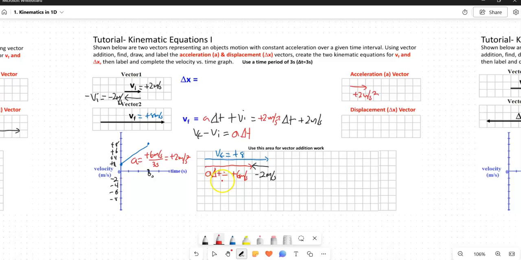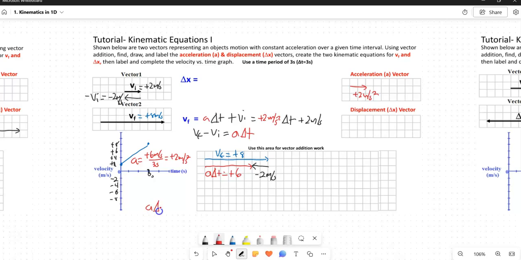So in other words, we're going to do, so this is positive 6. So here's my point. If a delta t is equal to positive 6, and I'll do this math over here so you know what I'm talking about.